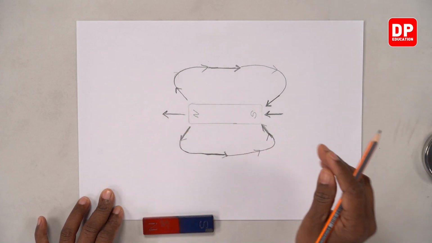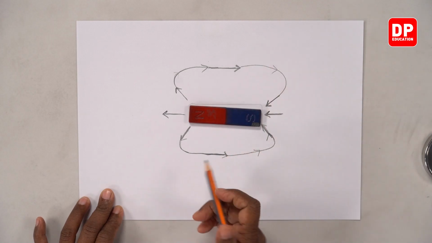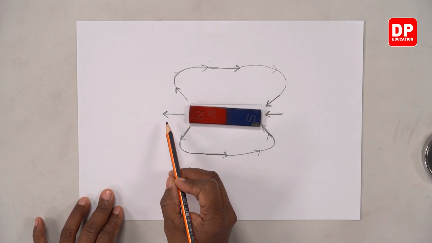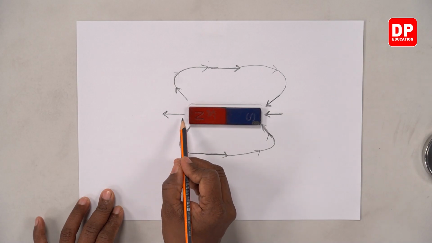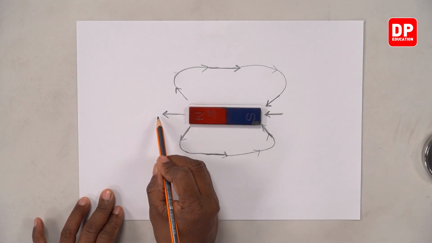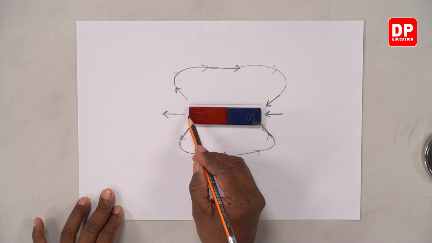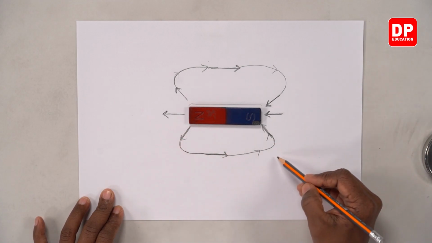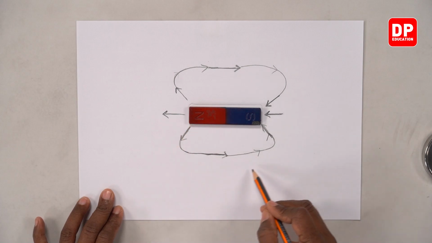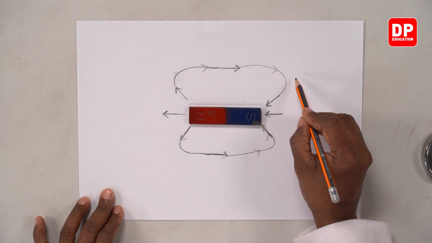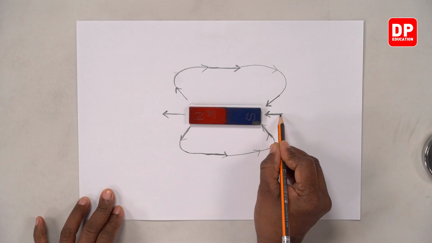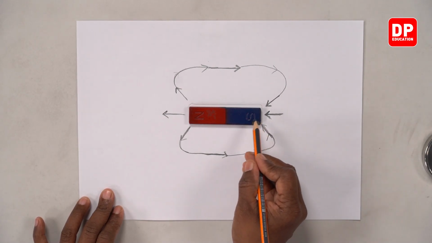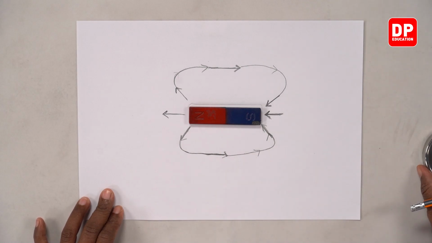So at the two ends of the magnet, the magnetic field is more concentrated, and from north you can see the field line pointing outwards, and you can see on either side the field line moving from north to south. This side also from north to south, and here again there are magnetic field lines facing towards the south. That is how it happens.